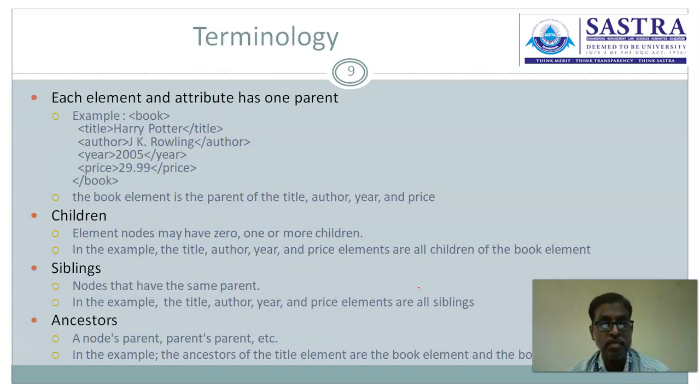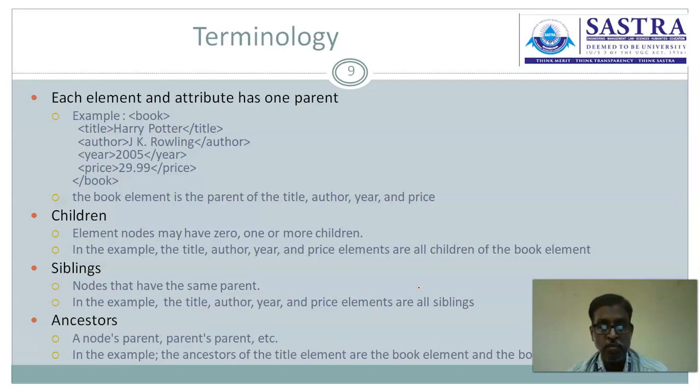And then, as I said previously, the relationships we are going to see. First one, parent. Each element has one parent except the root element. Here, the title element. Title element's parent is book. Parent of book is bookstore. Parent of author is book. Year's parent is book. Price's parent is book. And so on.